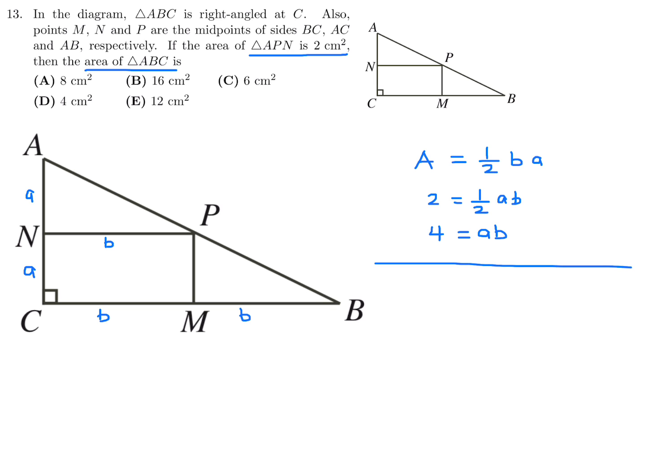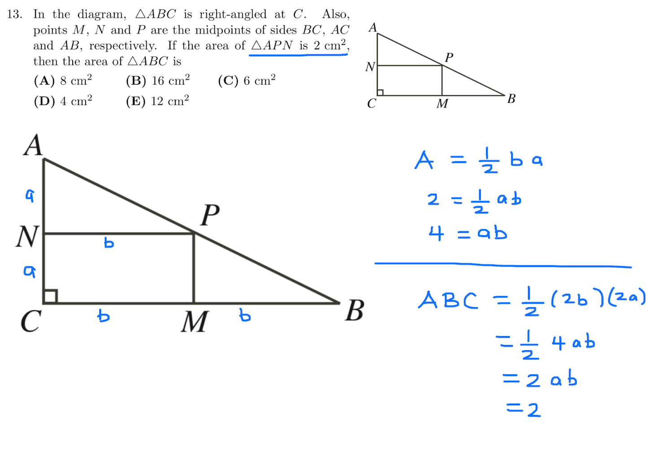The next part, we have to figure out the area of ABC. Well, the area of ABC, that triangle, is again 1/2 base times height, but this time the base is the full length from B to C, and that is 2b. And the height this time is the full height, from A to C, and that's 2a. So this becomes 1/2 times 4ab, and that becomes 2ab. Now a times b, we just figured out, was 4. So multiply 2 by 4, and you get 8. And 8 is the area of triangle ABC. So number 13, the answer is A.